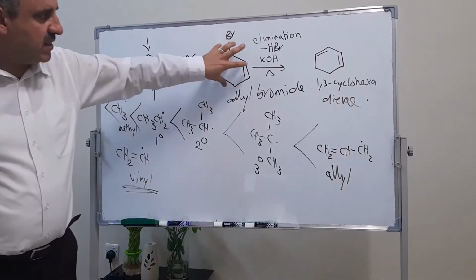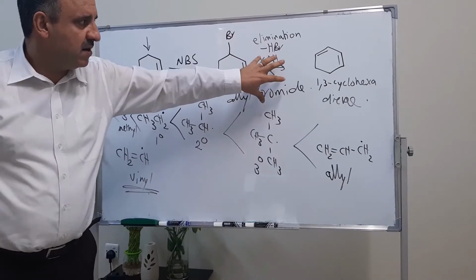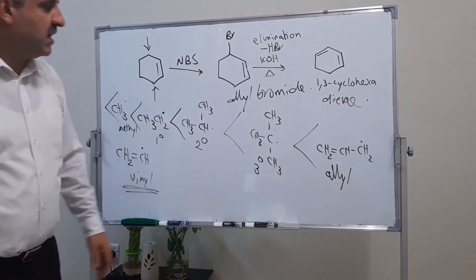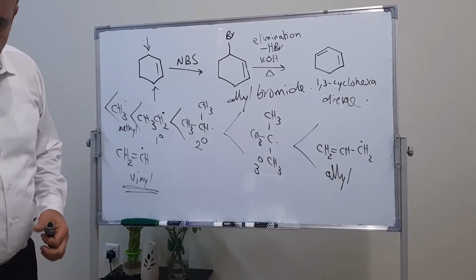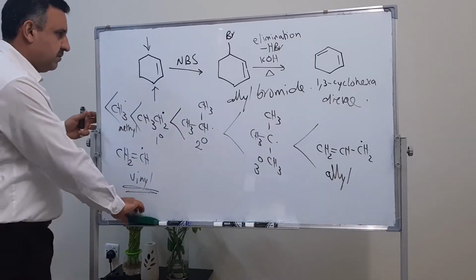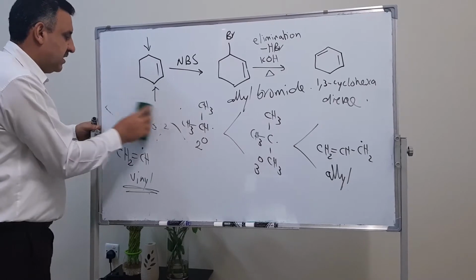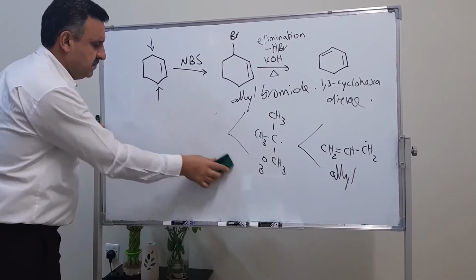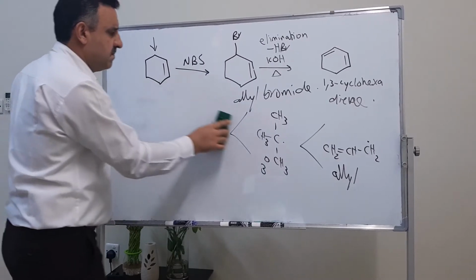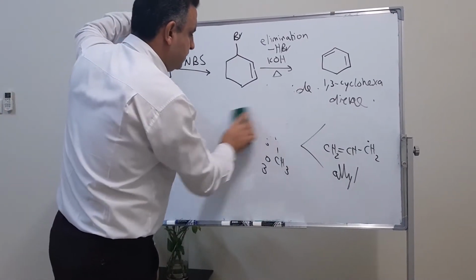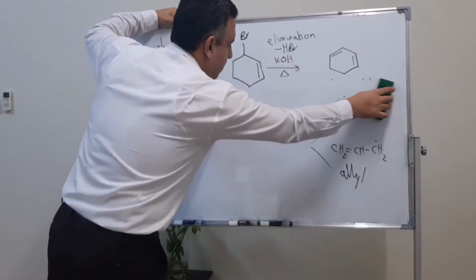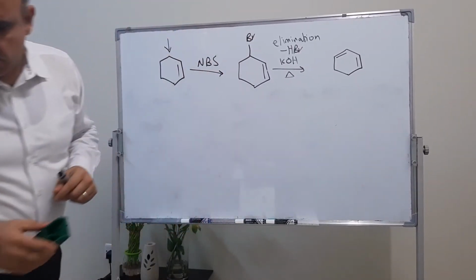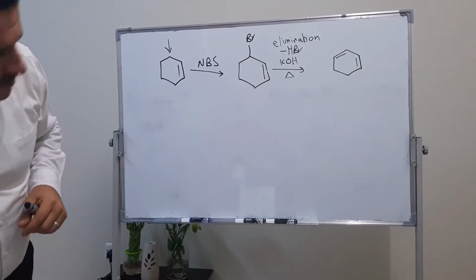If we allow the allyl bromide to react further with KOH with a bit of heat, we get an elimination reaction, and the final product will be 1,3-cyclohexadiene. Clear so far, guys? Are there any questions so far? Hello? Victor, can you please repeat the last thing?